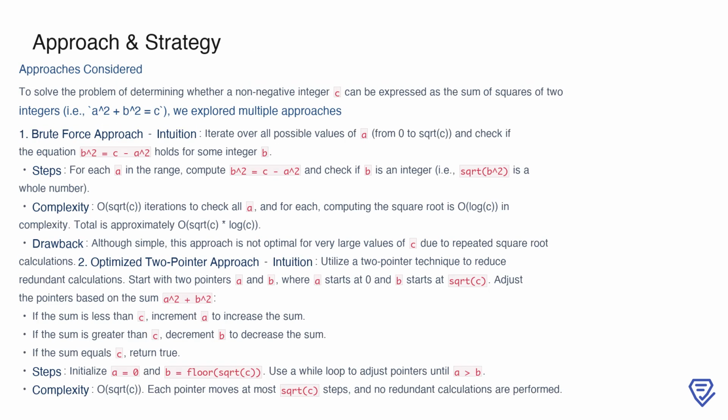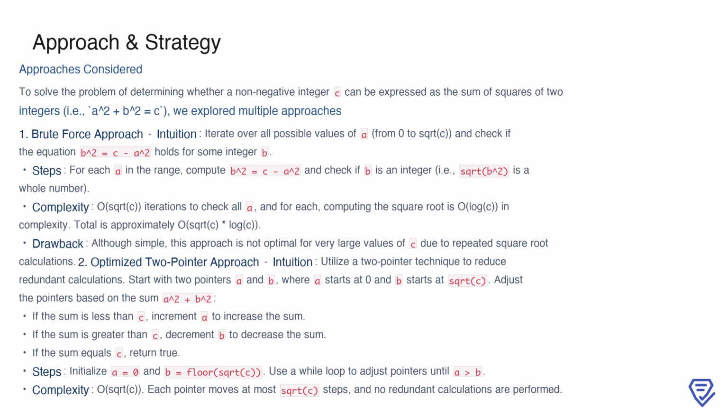To solve the problem of determining whether a non-negative integer c can be expressed as the sum of squares of two integers, we considered several approaches. First, the brute force approach. The intuition here is straightforward. Iterate through all possible values for a from 0 to the square root of c and calculate the corresponding value for b² as c minus a². Then, check if b is an integer by verifying if the square root of b² results in a whole number.